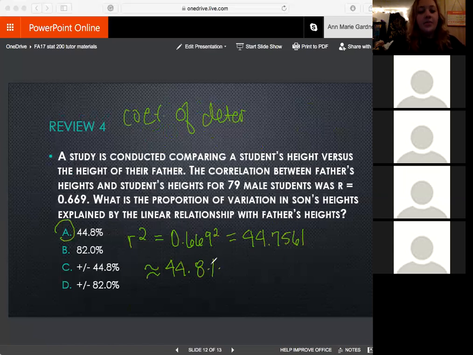Since we got that, we're not going to do plus or minus, because all we're talking about is what percent of the variation can be explained by the linear relationship with the father's height. It's asking what proportion of the response variable, son's heights, can be explained by our explanatory variable, which is father's heights. So that's why our answer would be A there.